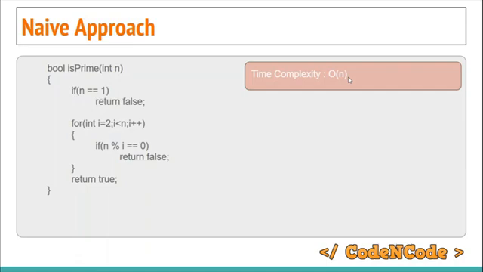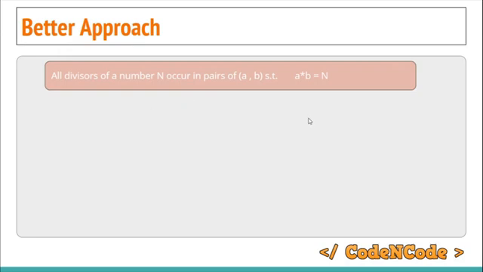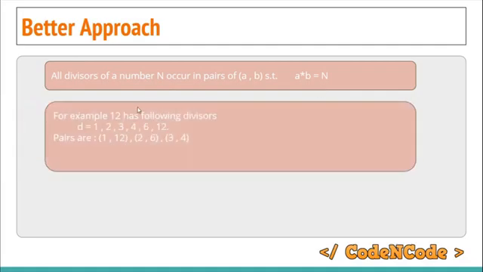So let's try to improve upon this running time of the algorithm. So towards a better approach, let's learn something about the pairs. For each number n, the divisors of number n occur in pairs such that a multiplied by b is equal to n. So if you take an example of 12, the divisors of 12 are 1, 2, 3, 4, 6 and 12, which you can form the pairs as 1, 12, 2, 6 and 3, 4. If you see, multiplication of each pair is equal to 12. 3 times 4, 2 times 6, 1 times 12.